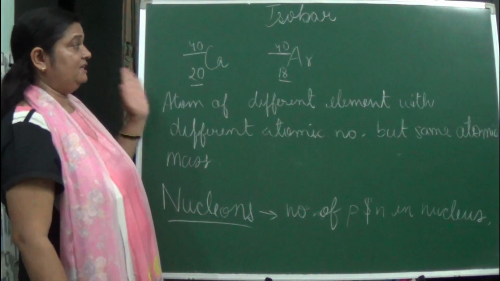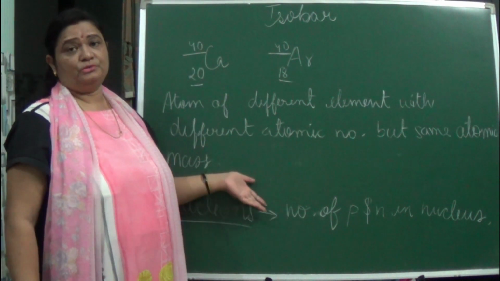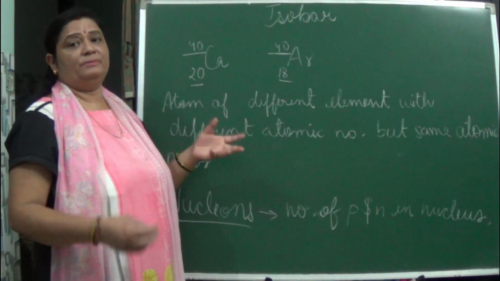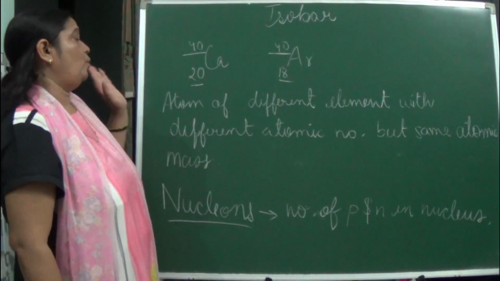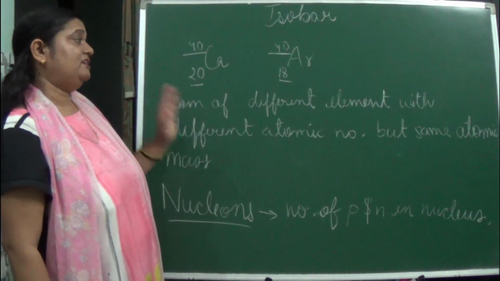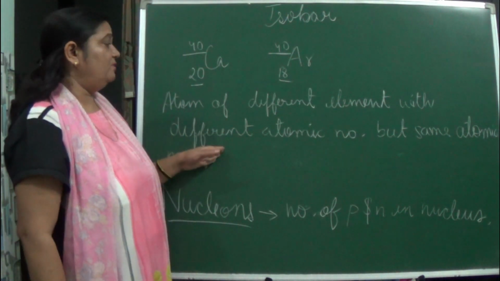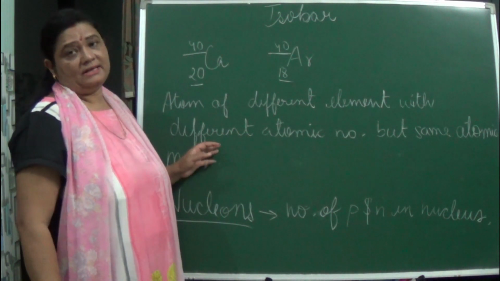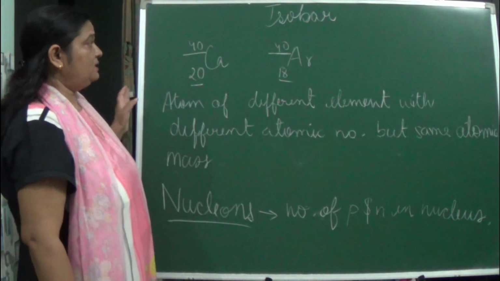Actually here we are seeing that the number of neutrons increases, and as a result the mass number becomes similar. So what are isobars? Isobars are atoms of different elements with different atomic number but the same atomic mass.